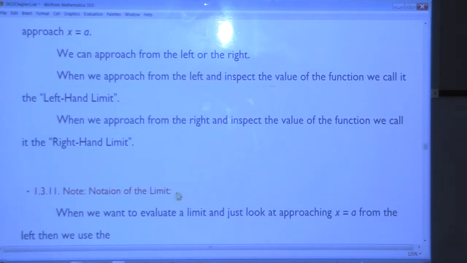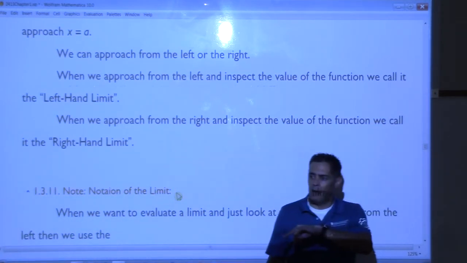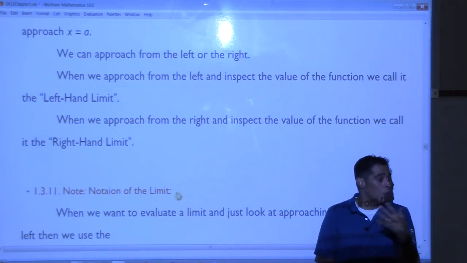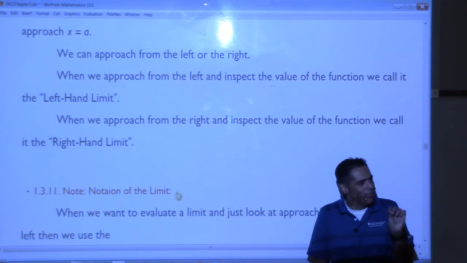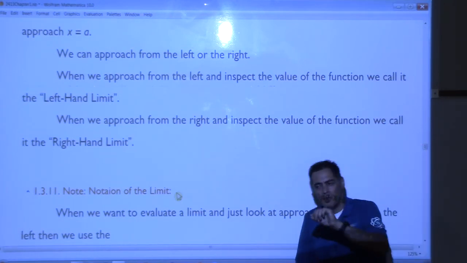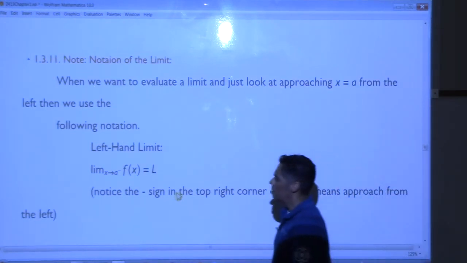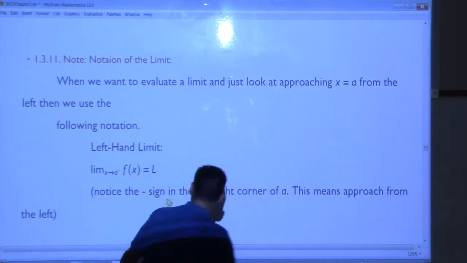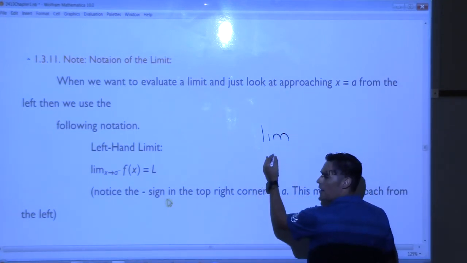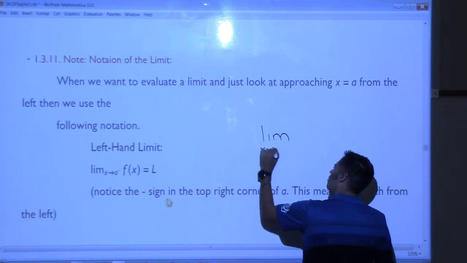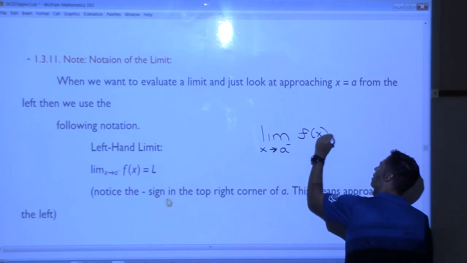Now some notation. If I want to give you a graph and ask you what the limit is as you come in from the left and the right, I'm not going to write that all in words. I'm just going to use some notation, and here it is. Limit, so LIM, x approaches A with the little negative sign, and then f of x equals L.